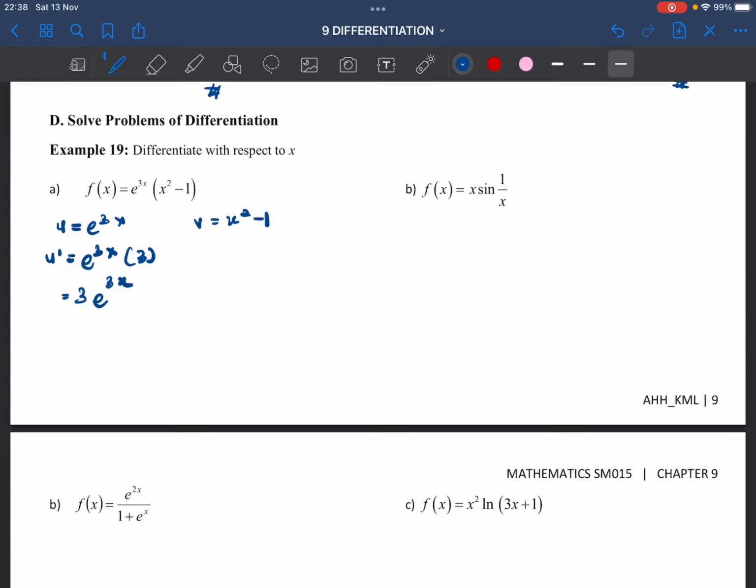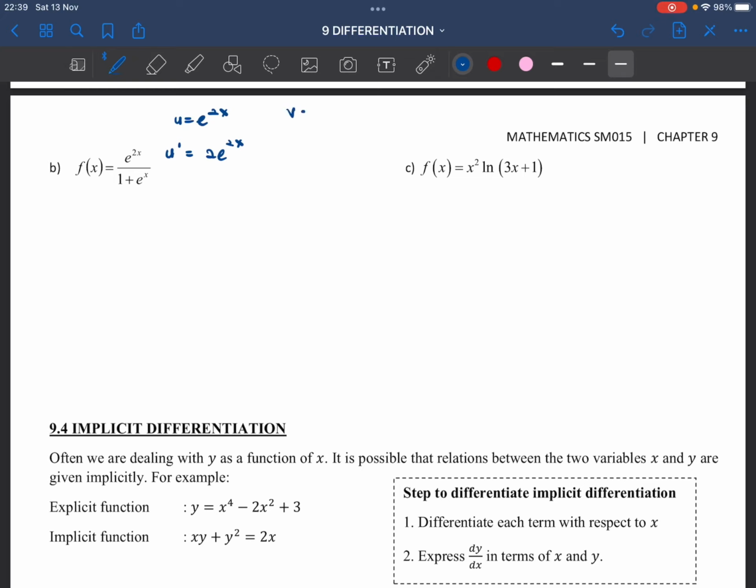Alright, so let's see. Okay, next question. You know that you have to apply quotient rule here. So we have u equals to e^(2x). U prime dapat apa? Yes, that's correct. 2e^(2x). So v is equals to 1 plus e^x. V prime is equals to, differentiate 1 dapat 0. Differentiate e^x akan dapat e^x.